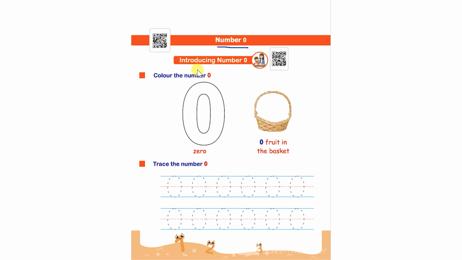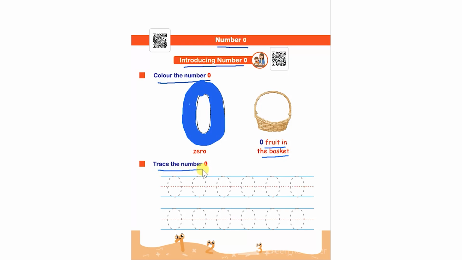Over here we are introducing number 0. Color the number 0. So first of all the child has to color the number 0 that is given over here. They can use crayons or pencil colors to do the same. Here it is written 0. 0 fruit in the basket.